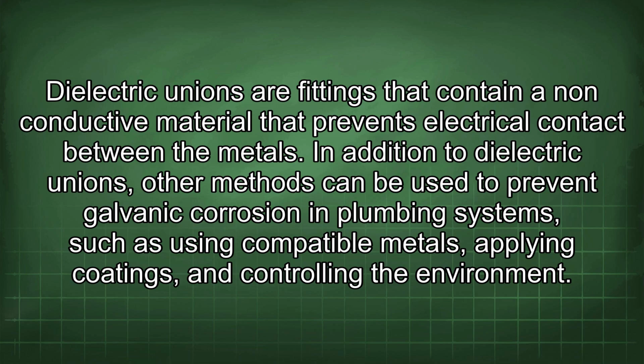In addition to dielectric unions, other methods can be used to prevent galvanic corrosion in plumbing systems, such as using compatible metals, applying coatings, and controlling the environment.